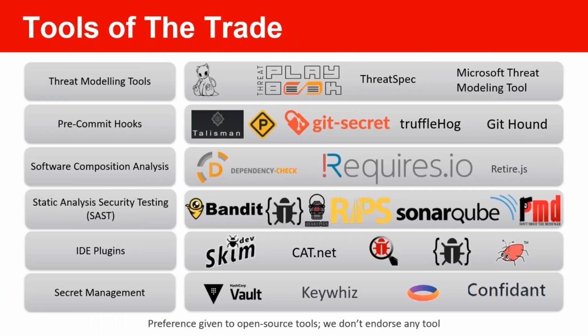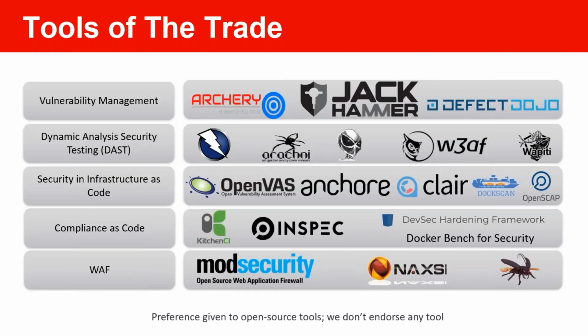And these are some other tools of trade that I was talking about. So all the stages that we looked at: pre-commit hooks, software composition analysis, SAST, secrets management. There are different tools that are being listed over here. You guys can go ahead and try any of these tools.